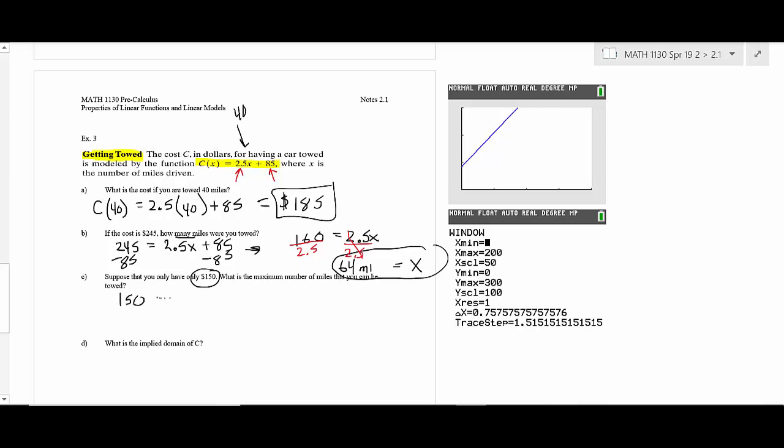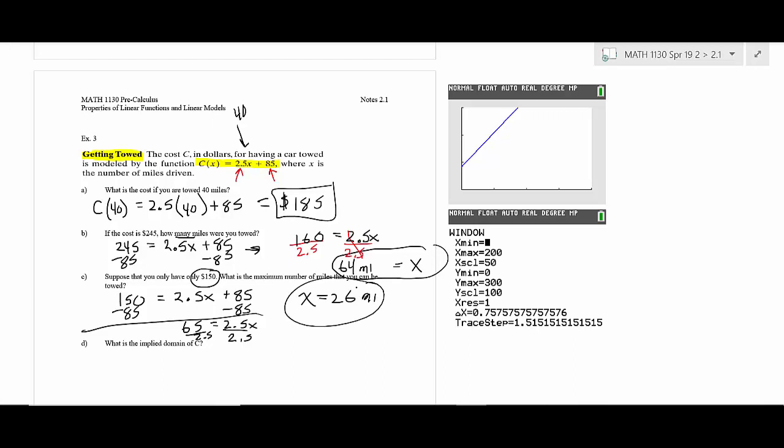You say 150 is equal to 2.5x plus 85, okay? And that'll be kind of the maximum there. It's the same thing. You subtract 85 and then solve that equation. So 150 minus 85 is 65, and that's equal to 2.5x. Then you can divide by 2.5. If I do 65 divided by 2.5, then I get 26 miles. So that's all you can afford to travel is 26 miles. Okay, does that make sense?